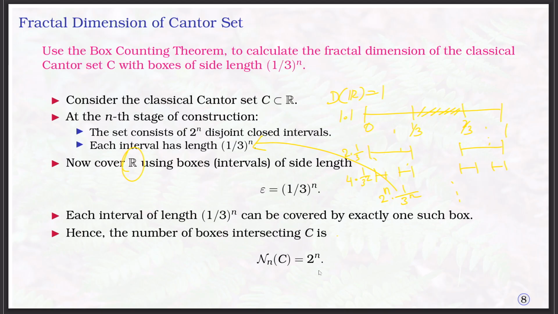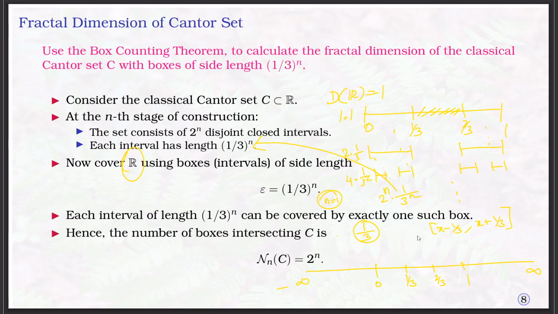For example, consider this as our real line, minus infinity to plus infinity. Take n equal to 1. That means after the first stage, this is 0, this is 1 by 3, this is 2 by 3 and this is 1. If we take n equal to 1, we cover the real number line using epsilon as 1 by 3. So, what is our box? x minus 1 by 3, x plus 1 by 3. These are the closed balls required to cover the real numbers.